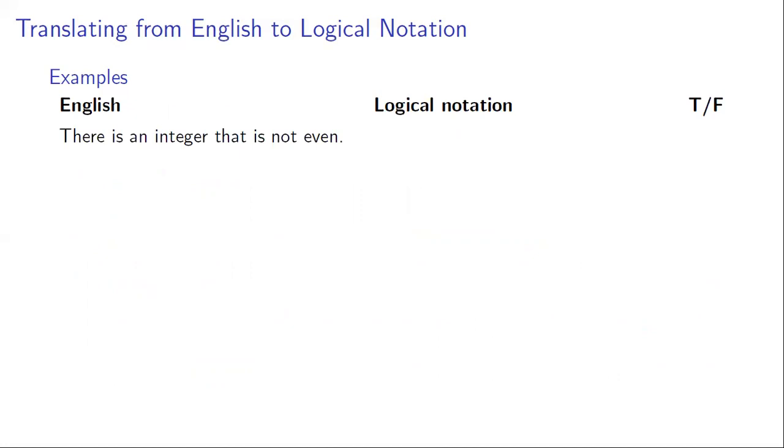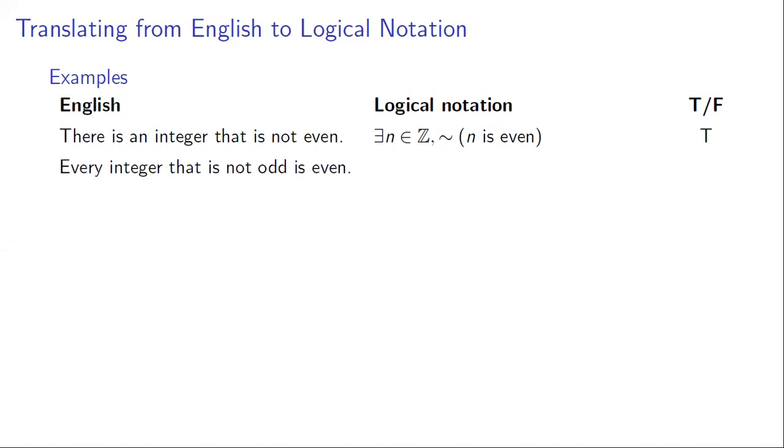So here's the first one. There is an integer that is not even. The way you express that in logical notation is something like this. There exists an n in Z, right? So there's an integer n such that not n is even. So there is an integer that is not even. Is that statement true or false? Well, it's true. There are many integers that are not even, but at the very least, there is at least one. So for example, 3 is an integer and it is not even. So this statement is true.